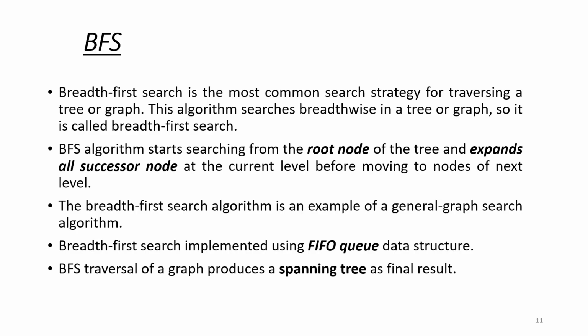In the BFS method, the root node expands into all possible nodes, and whatever is present at that level will be visited. That is the main thing. The breadth first search method is also an example of a general graph search algorithm. It can be implemented with a FIFO queue data structure, following the FIFO method, first in first out. Next, BFS traversal produces a spanning tree as the final result. So finally we can make the spanning tree also.